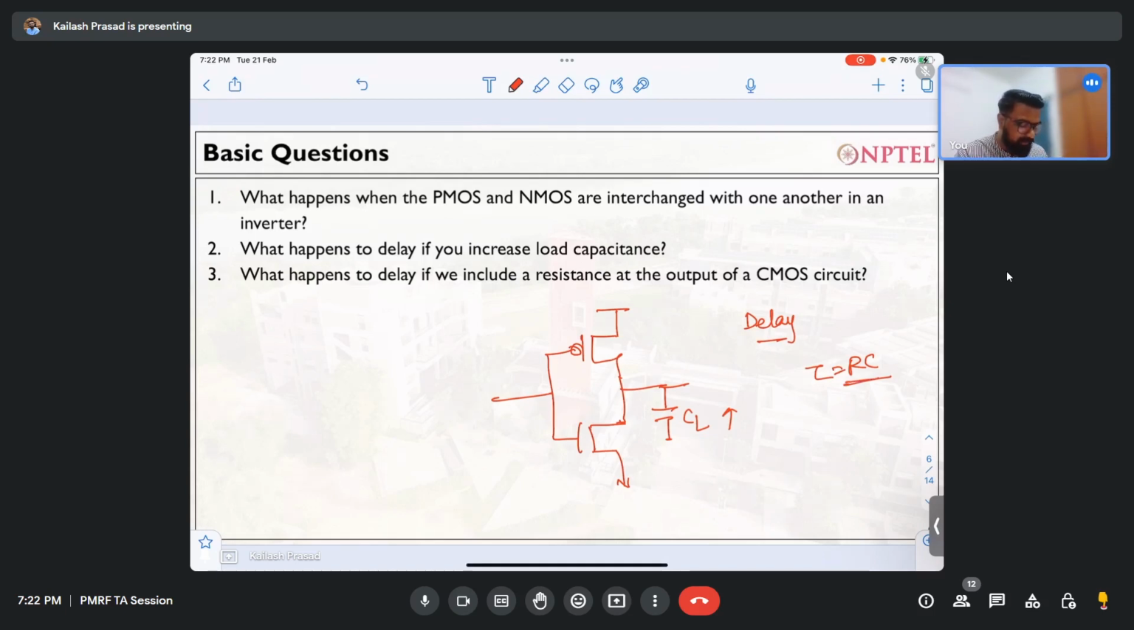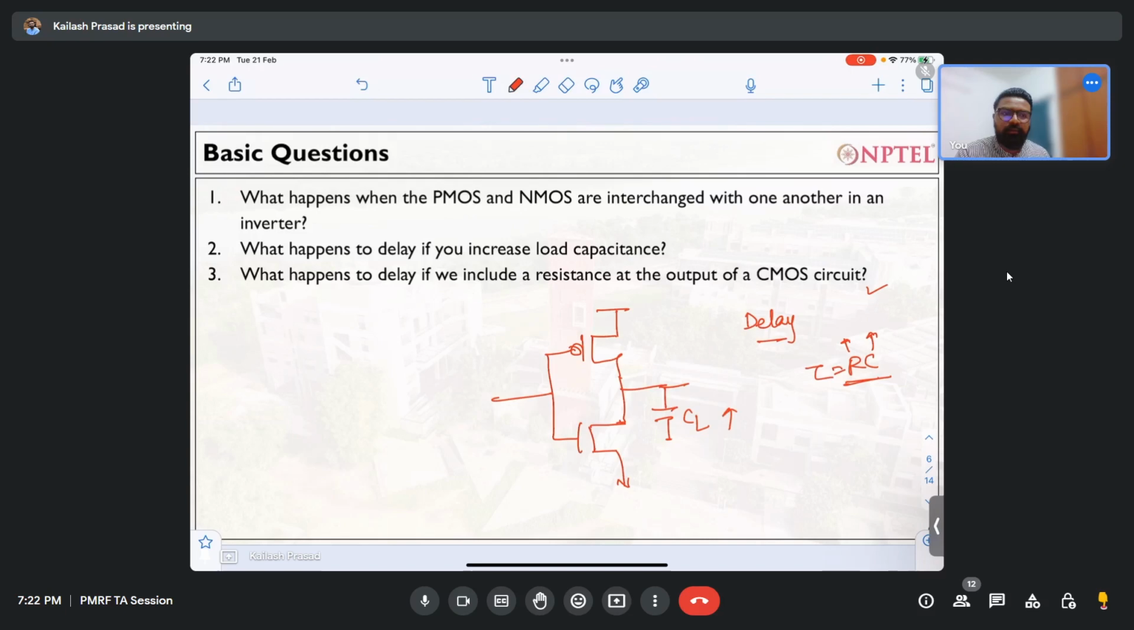Okay, and again, the next question will follow from this. What will happen if the resistance at the output increases? Again, the answer will remain the same, because whether C increases or R increases, the output delay will increase.